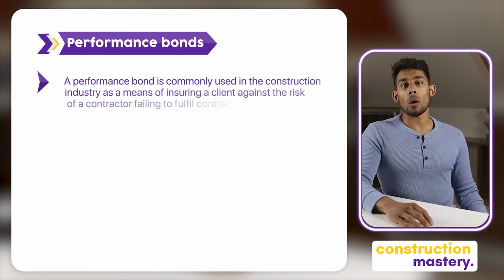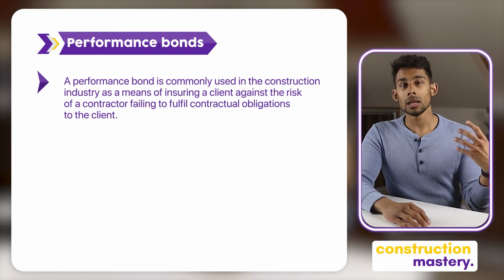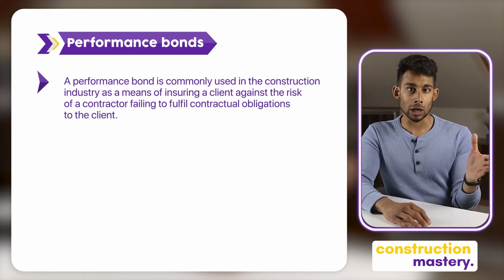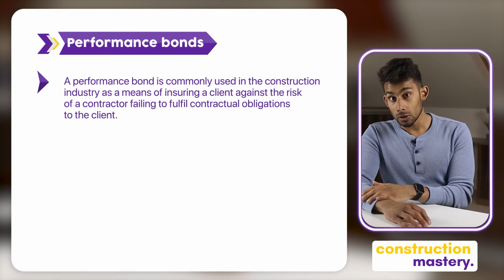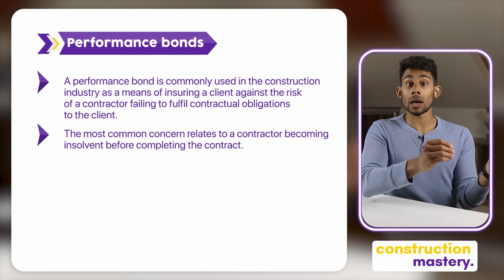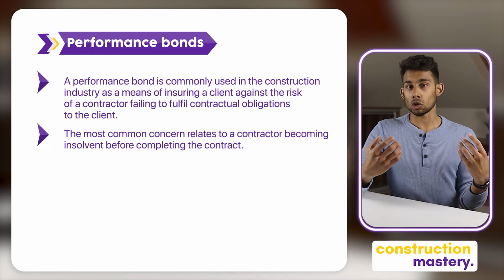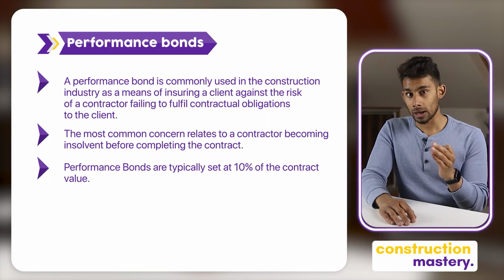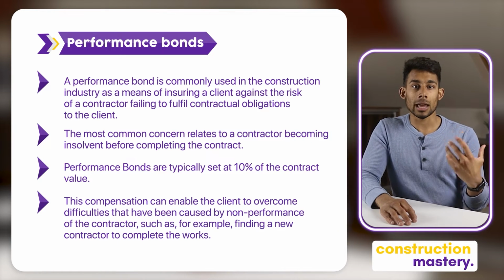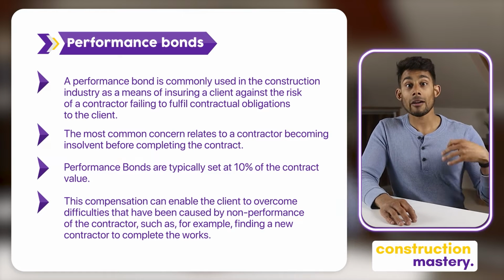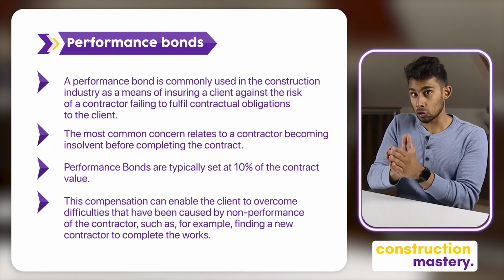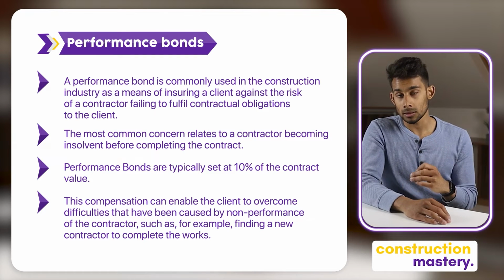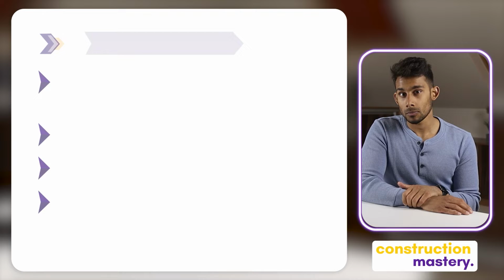And the performance bond is commonly used in the construction industry as a means of insuring a client against the risk of a contractor failing to fulfill contractual obligations to the client. The most common concern relates to a contractor becoming insolvent before completing the contract. Performance bonds are typically set at 10% of the contract value, and this compensation can enable the client to overcome difficulties that have been caused by non-performance of the contractor, such as, for example, finding a new contractor to complete the works. And that's what the 10% could be used for.